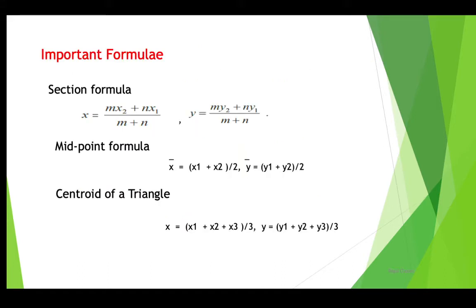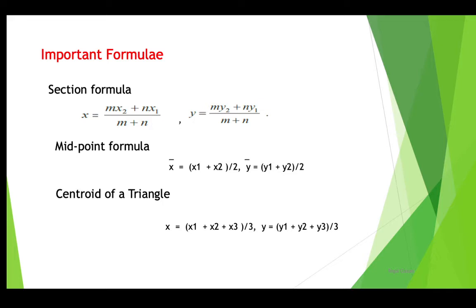Now, the important formula is the section formula. If a point divides line AB, with x1, x2 and y1, y2, in the ratio m is to n, then the coordinates of that point are x is equal to (mx2 plus nx1) divided by (m plus n), y is (my2 plus ny1) divided by (m plus n).